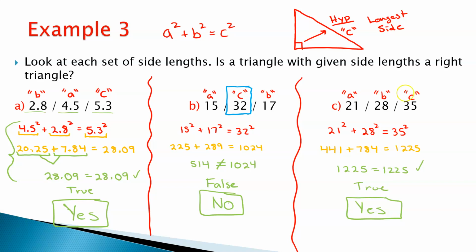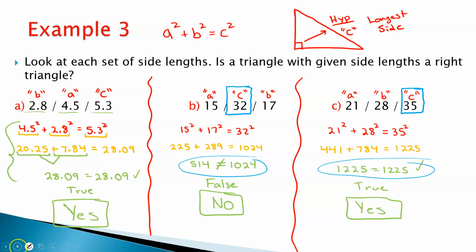For the last one, very same thing. 35 was the longest side here, so that's why I used it as C. And again, 21 and 28, I could have used them backwards, A and B. It doesn't really matter. But for the second one, I got a false statement. Take a look at that. 514 does not equal 1,024. And then over here, 1,225 equals 1,225, which is a true statement. So that's why we say yes. Those can be the side lengths of a right triangle.